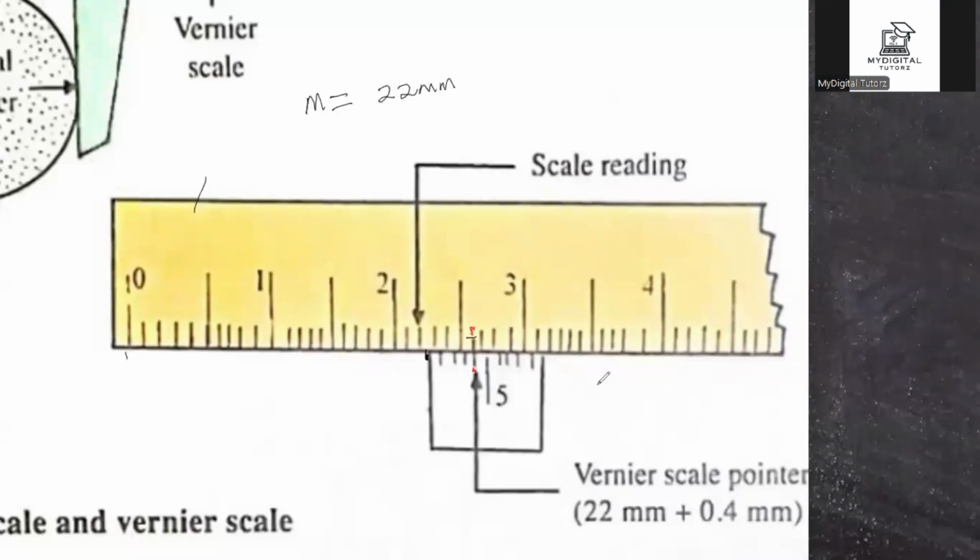Remember that we said the accuracy of the vernier caliper is 0.1 millimeter or 0.01 centimeter. So here we are working with millimeter. Each of these will be 0.1, 0.2, 0.3, 0.4 mm. Since this is where the coincidence occurs, I'll stop here. That is 0.1, 0.2, 0.3, 0.4. So my vernier scale is 0.4 millimeter.